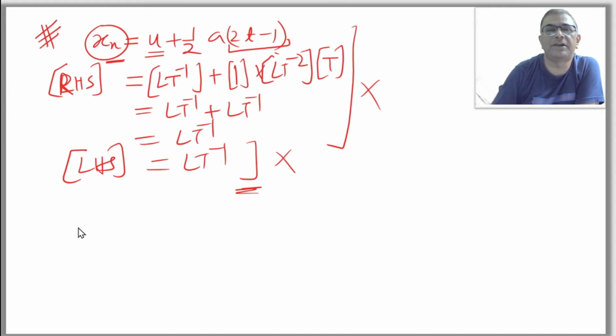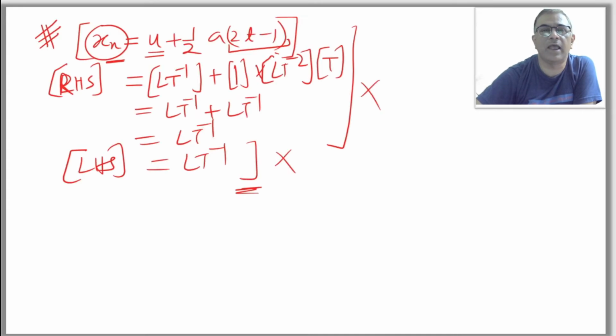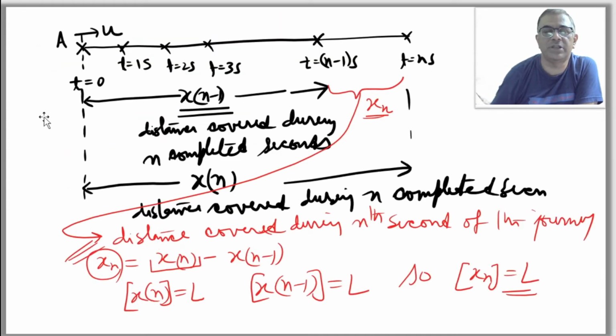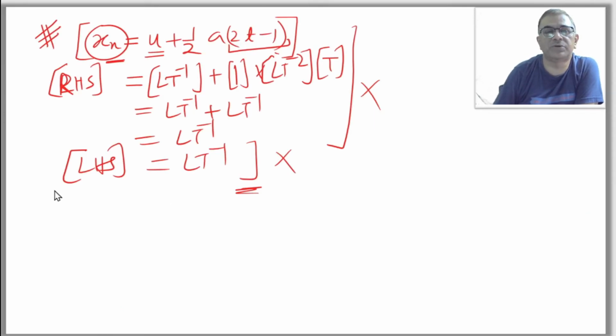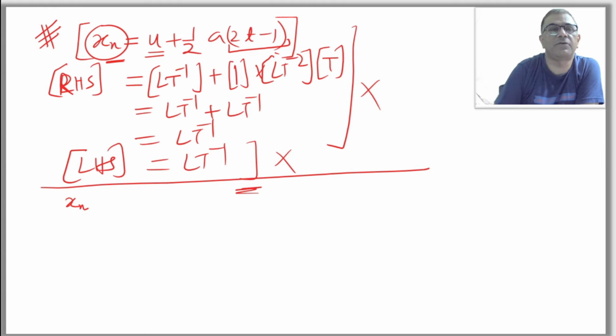I will have to go into the details of the derivation of this result to justify how we can proceed, though this is not required. I have already justified the dimensional formula of the nth second, because this is distance covered. The dimensional formula of distance covered during the nth second of the journey has to be L only. But if you're interested, I should make some effort for you. See, Xn is the distance covered during the nth second of the journey.